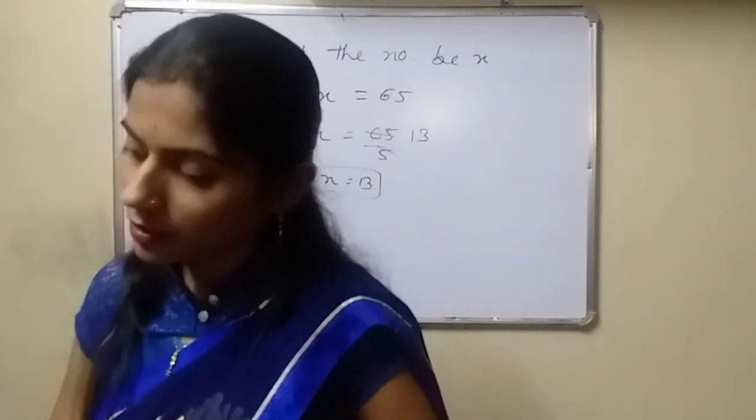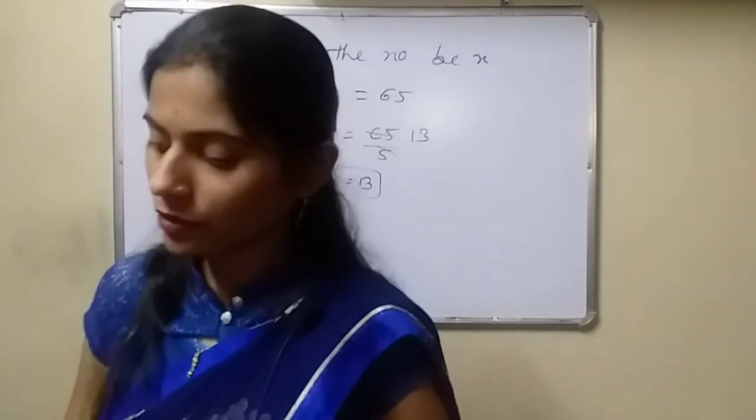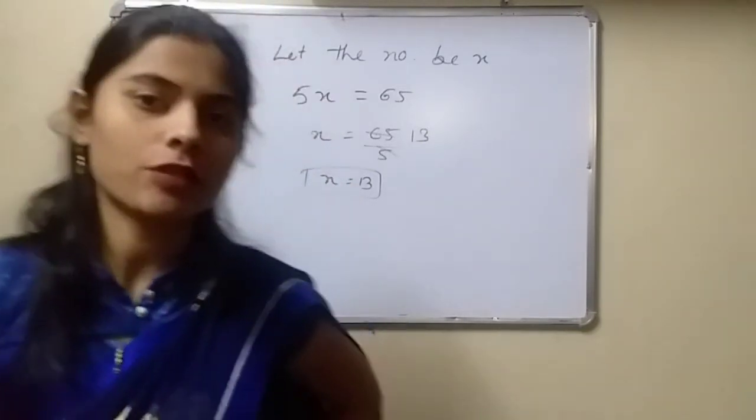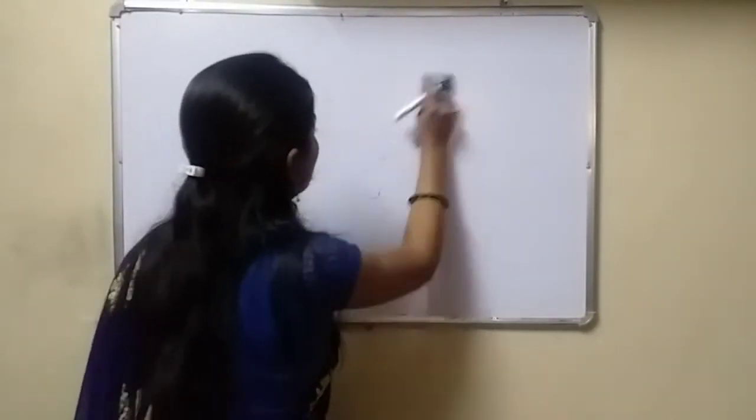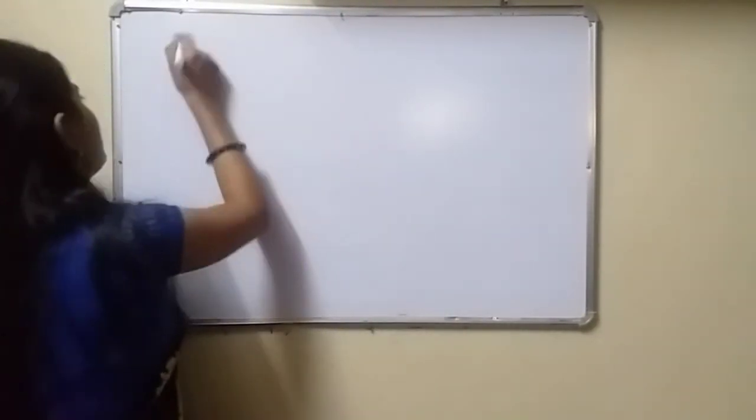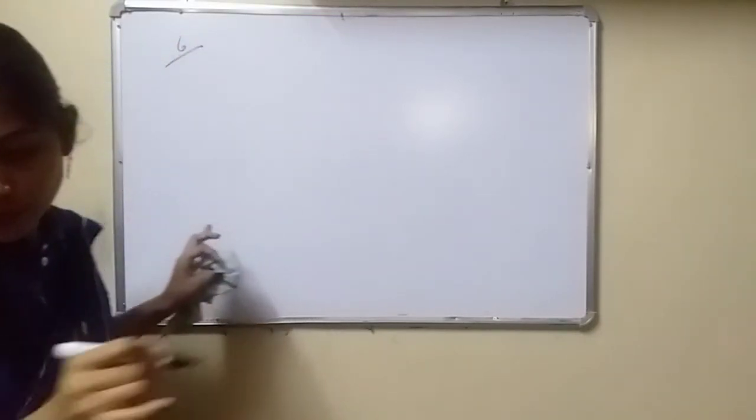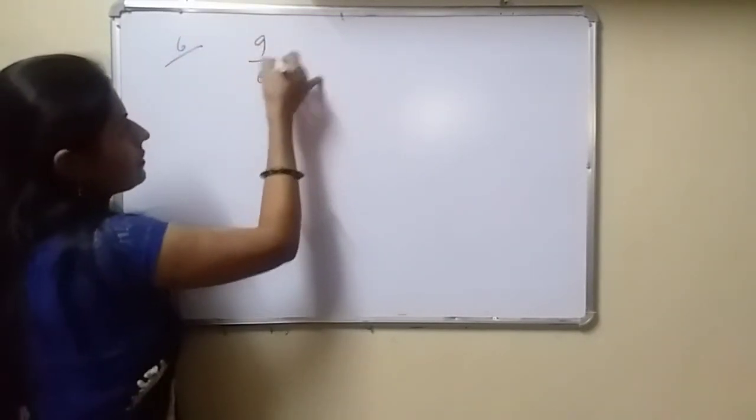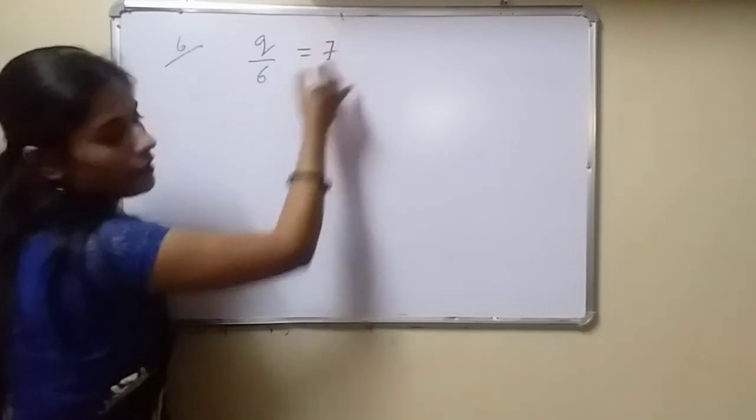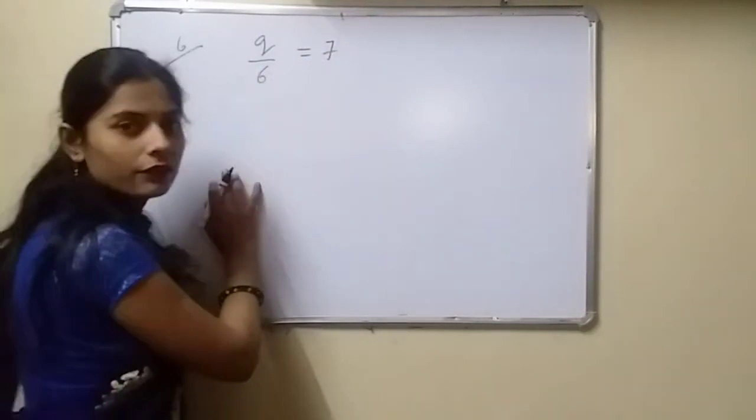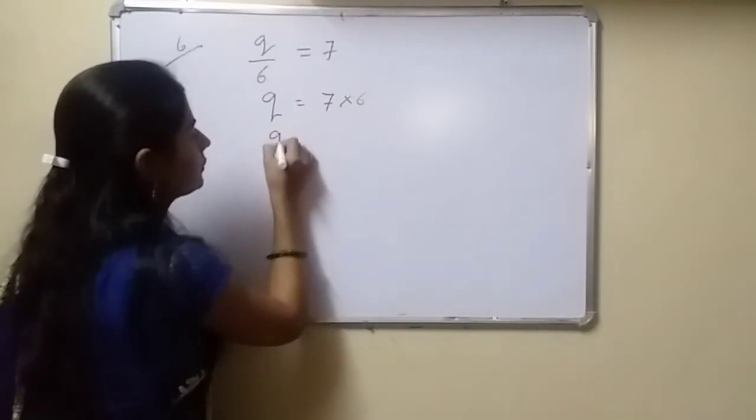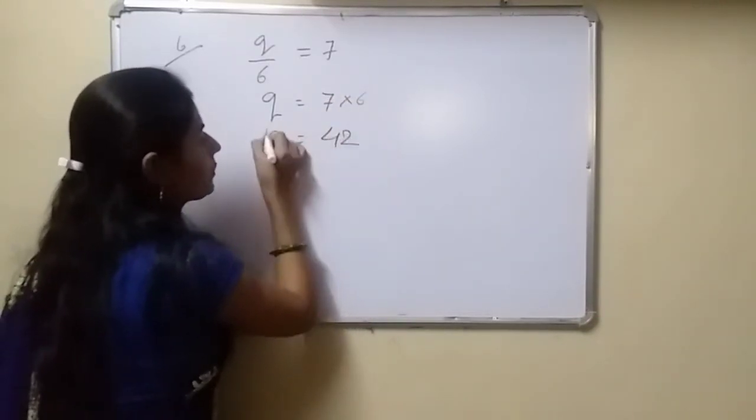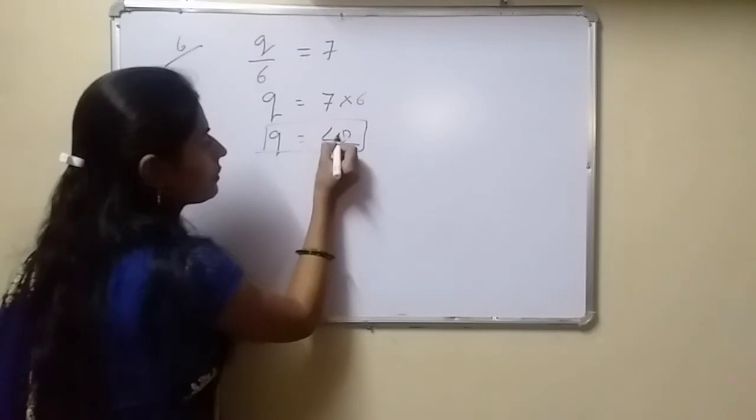Solve. See, these equations are very easy. You can solve them by yourself, but 2 questions I will solve from that. Question number 6. The question is q by 6 is equal to 7. Okay, here you have to find the value of q. So q is equal to 7 into 6. That is 42. This is your answer.